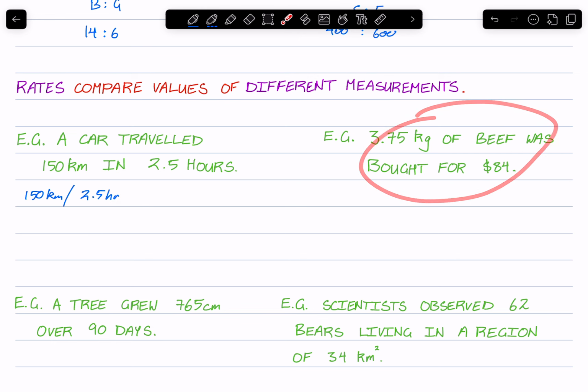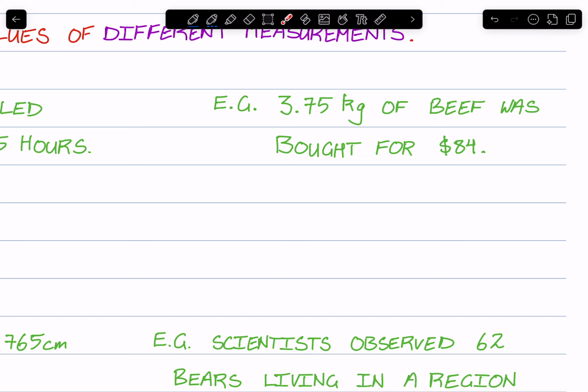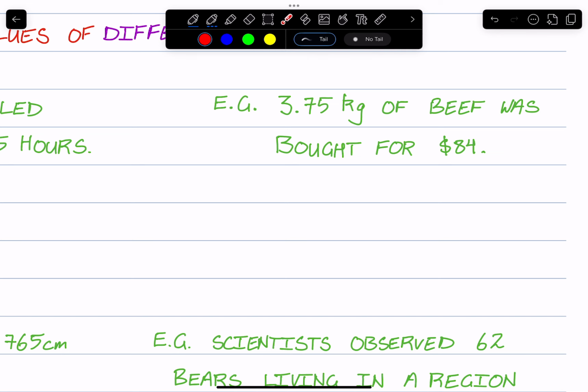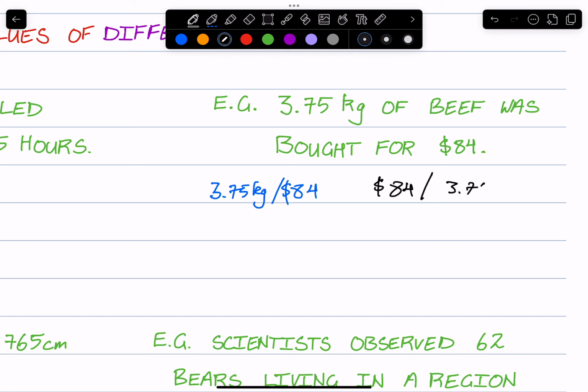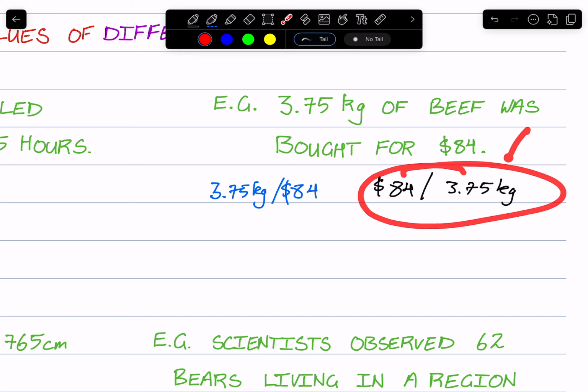Here's another one. 3.75 kilograms of beef was bought for $84. Once again, we're comparing kilograms to dollars. So we could write this as 3.75 kilograms per $84. Or we can switch the units around: $84 per 3.75 kilograms. And once again, you can probably figure out that one of these orders is more used in the real world. It's actually this one.